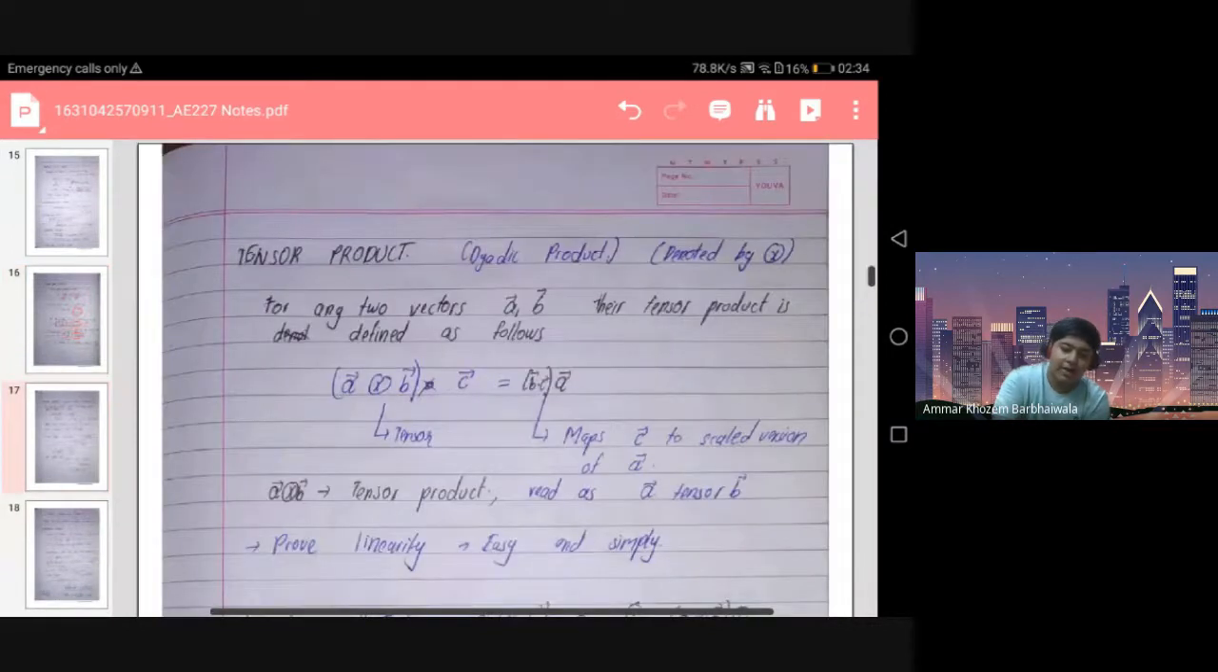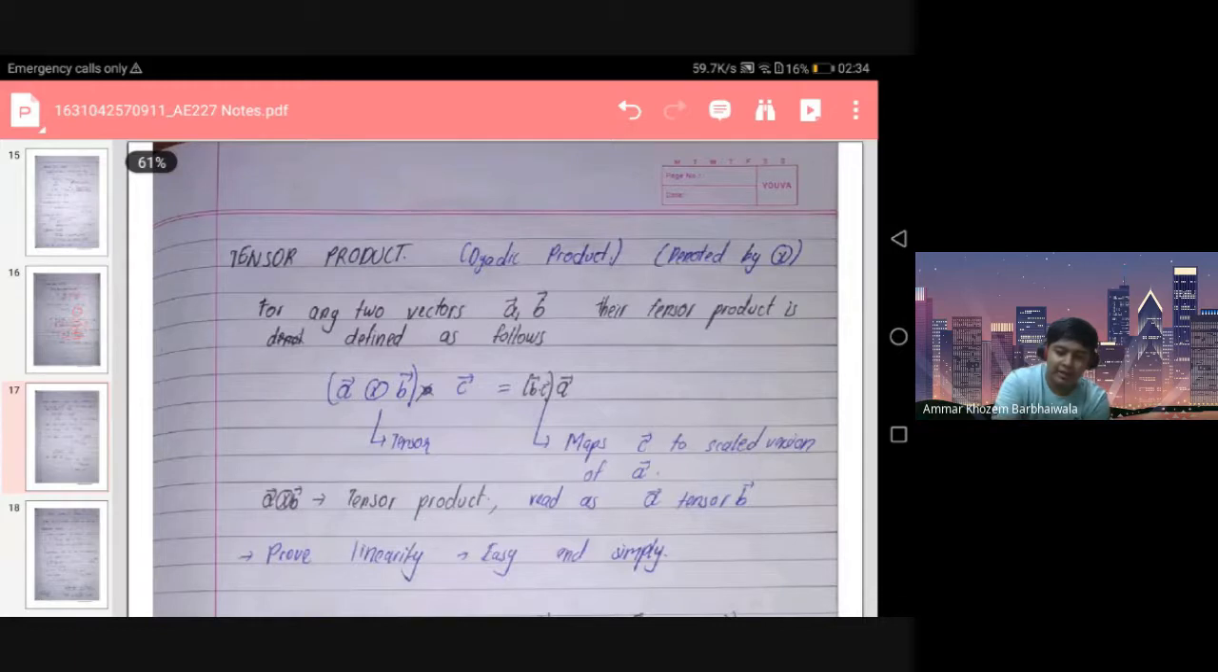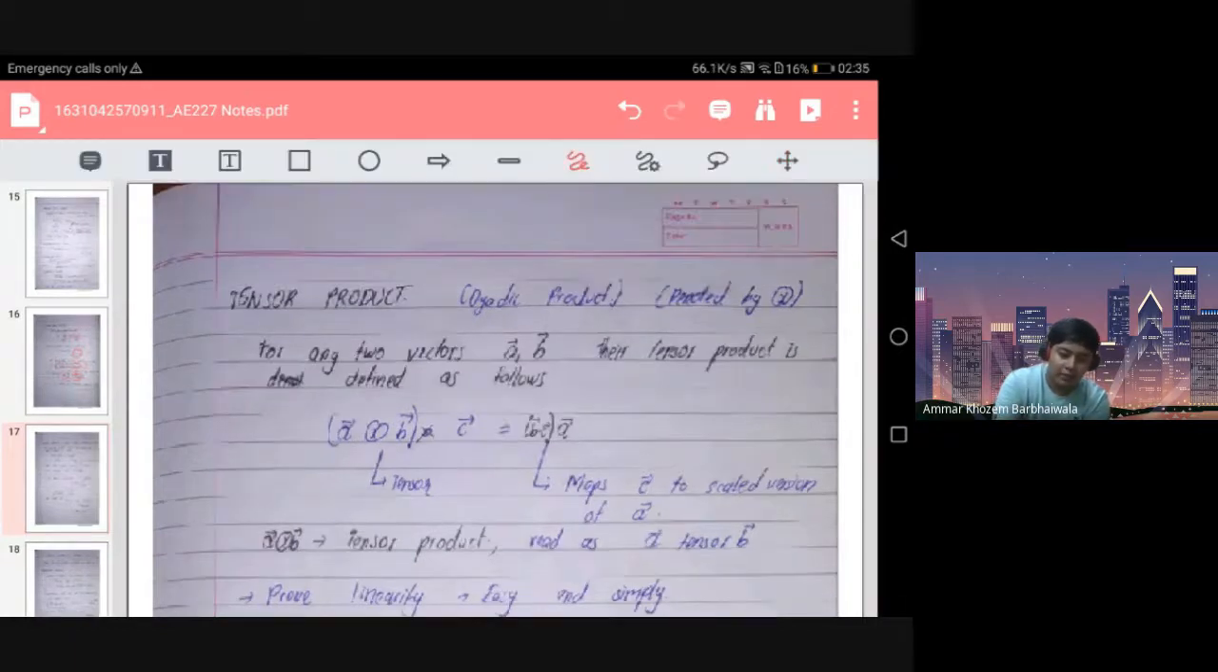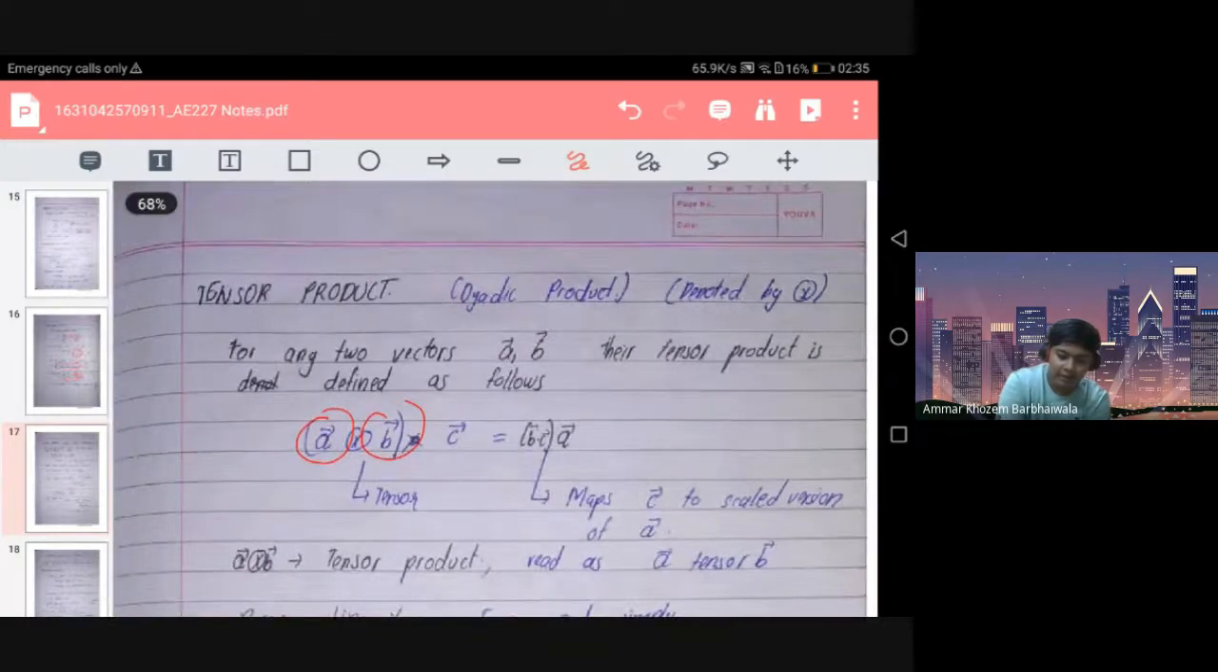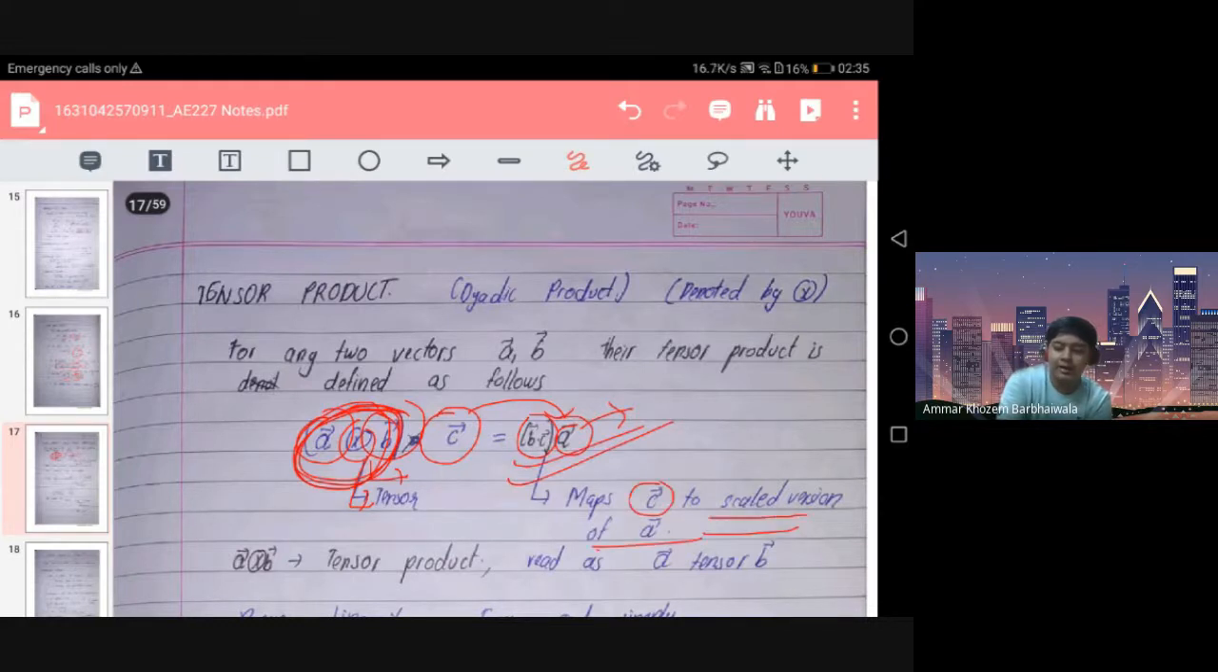There's also a thing called the tensor product or dyadic product. A tensor product between two vectors a and b, denoted by this symbol, is a tensor formed from these two vectors. If I apply this tensor on a vector c, it maps it to (b dot c) times the vector a. It's a formula you have to remember. This tensor product has this property, and this is how it is defined. It maps c to a scaled version of a, and that scale is the dot product b dot c.